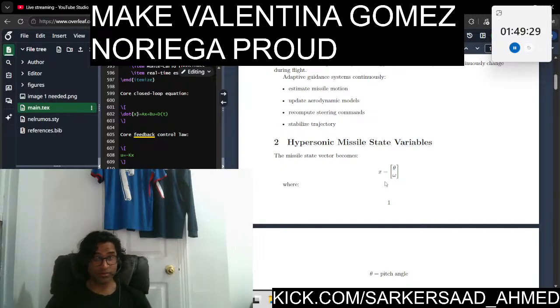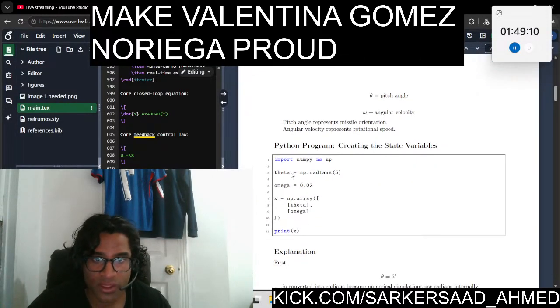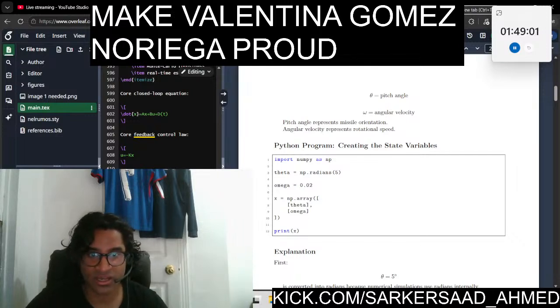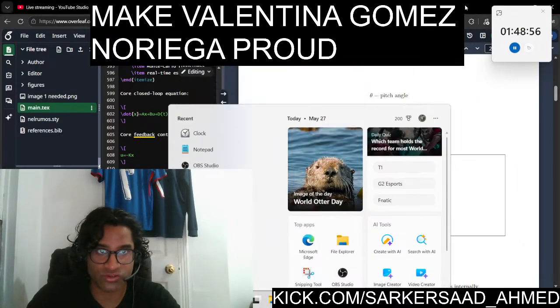Now, obviously, you know what a slip angle is, where the difference between the direction the missile should go and the direction the missile is actually going, the angle between these two, is the slip angle. I'm pretty sure you know what a slip angle is. So we can do the programming actually. Import numpy as np, theta will be np.radians 5, omega will be 0.002, np.array theta omega. Do we have Visual Studio Code here? I don't need Visual Studio Code. I have Google Code.